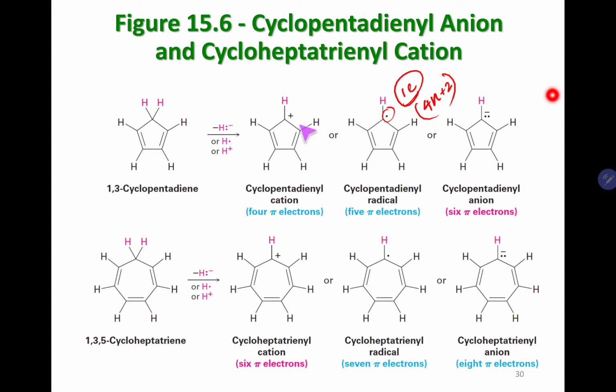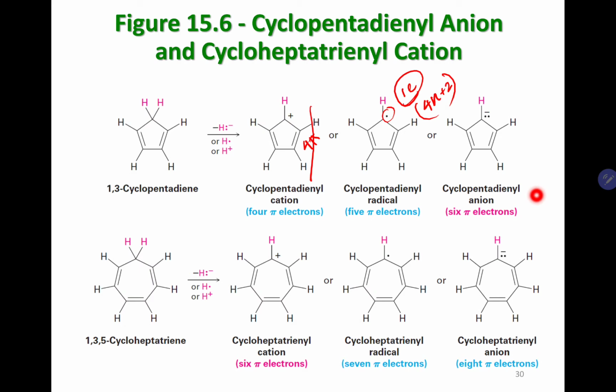But whenever you have a positive charge or a negative charge, they are not only extending the conjugation, they also have the capability to make it aromatic if the pi electron number is a solution for 4n plus 2. So if you take a look at this one, it only has 4 pi electrons. 4 pi electrons is not a solution for 4n plus 2. So this is not aromatic.